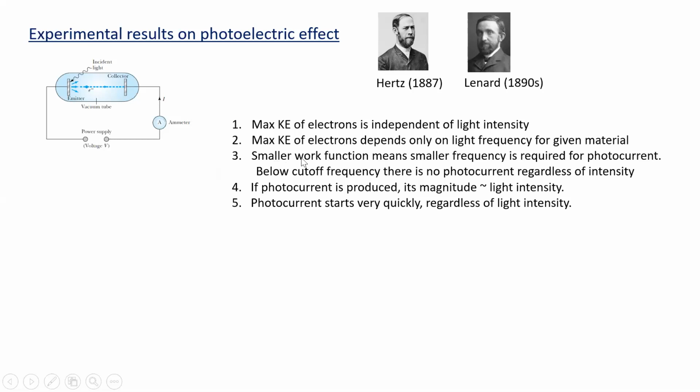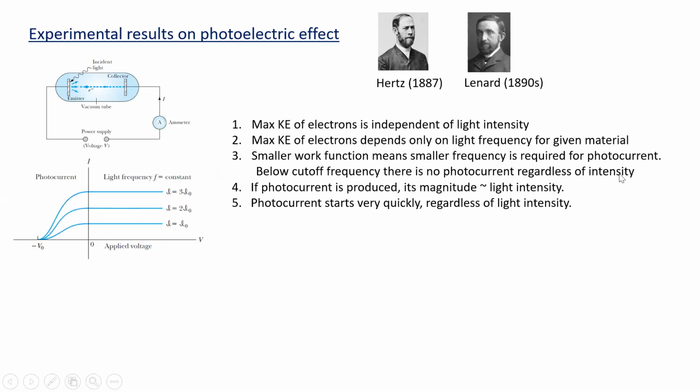Third, a smaller work function, and remember, work function is the binding energy of the most weakly bound electron, means a smaller frequency is required for the photocurrent. And below a cutoff frequency, there's no photocurrent, regardless of intensity. I have some images to show that back up some of these.